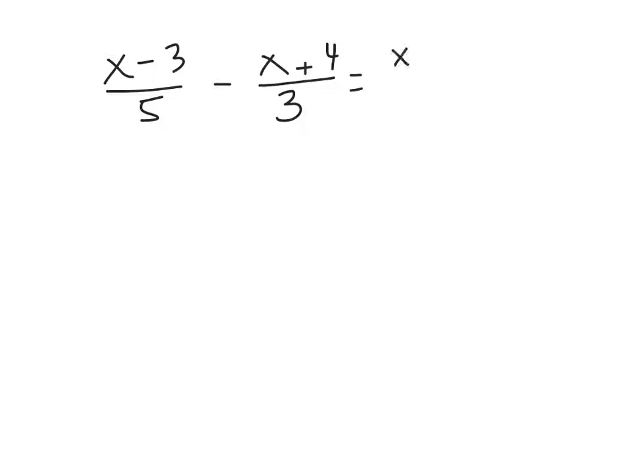All right, Amy, let's take a look at those two. So number 7 on the linear equation says this. It says (x minus 3) over 5 minus (x plus 4) over 3 is equal to (x plus 5) over 15 plus 6.